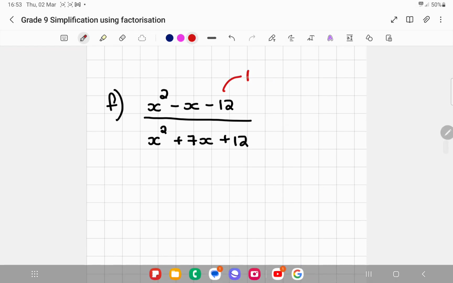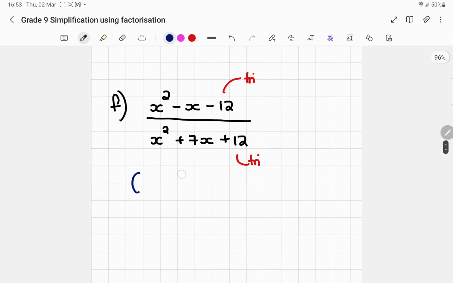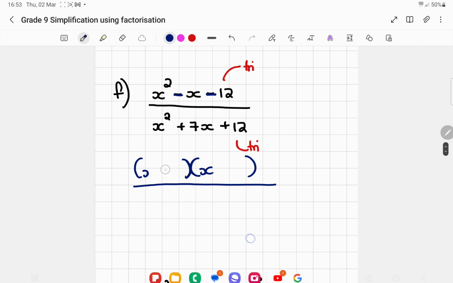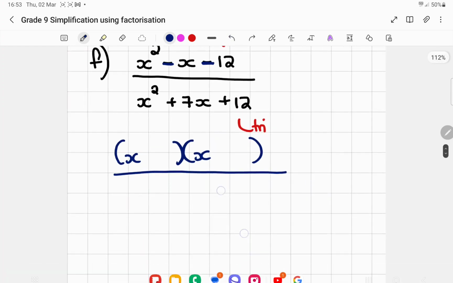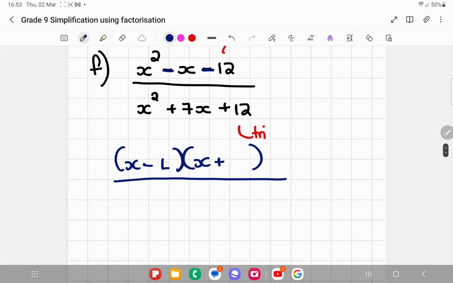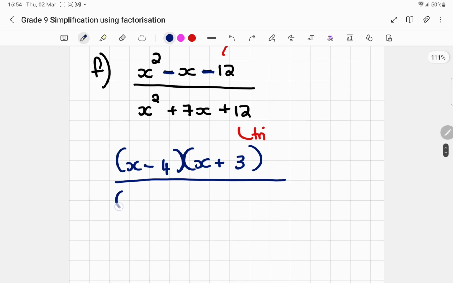Okay, we've got trinomial. We know how to do these trinomials. X splits, they are different. Different meaning plus, minus, minus, plus, but which one goes first? The minus. Oopsie. X minus plus. What times what gives you 12? 4 and 3. Just check it. Minus 4. Sorry. Minus 4 plus 3 does give you -1. And if you multiply, it does give you 12.